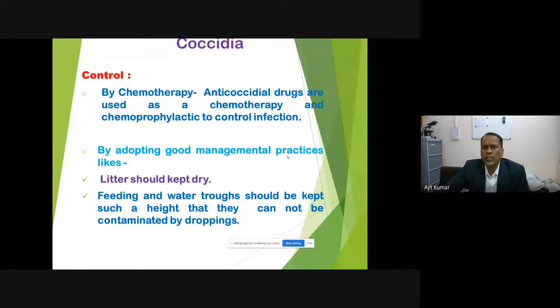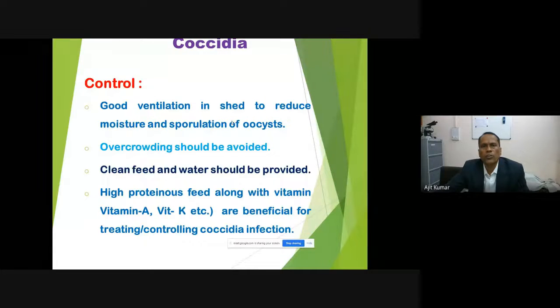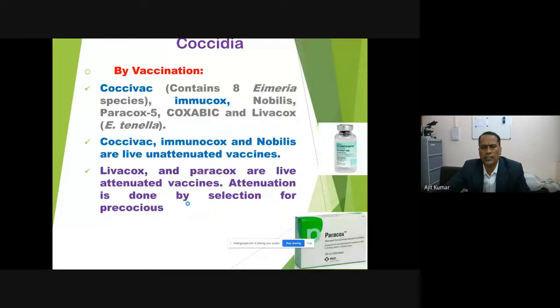By adopting good management practices, litter should be kept dry. Feeding and water troughs should be kept at such a height that they cannot be contaminated by droppings, and by increasing the ventilation of the poultry houses, we can control this coccidia infection. We minimize the coccidia infection in poultry, so it is known as a man-made disease. Good ventilation reduces the moisture and exposure, because moisture helps in the parasitic infection of these animals.